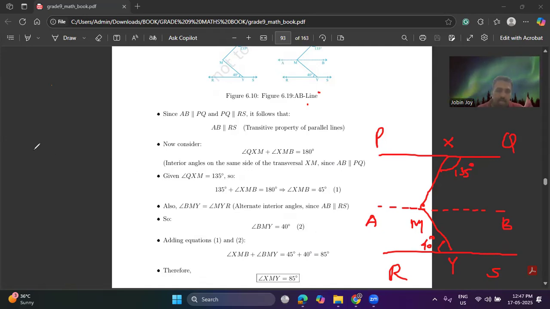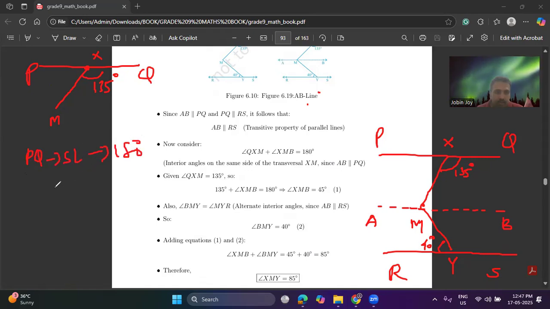Okay, so first I am taking the line PQ. PQ is a straight line, and this is X. So this angle is 135, right? And this is M. PQ is a straight line, that means 180 degrees. We know the linear pair axiom. So angle QXM plus angle PXM is equal to 180 degrees.